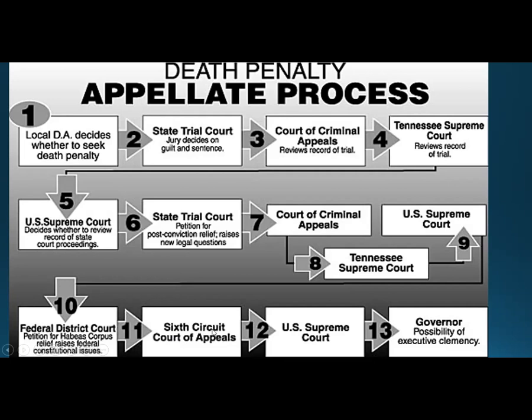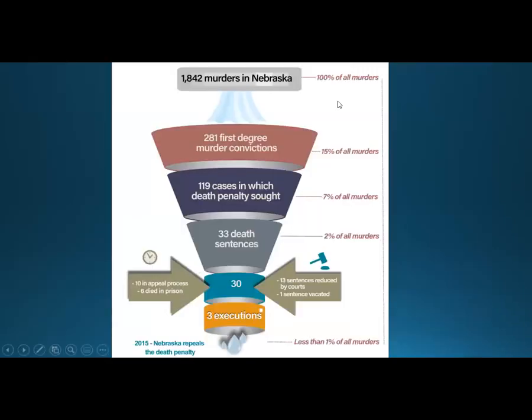You go to the Sixth Circuit Court of Appeals and the U.S. Supreme Court, and if after all that happened and all those years have gone and all that money has been expended, then you ask the government for an executive clemency. And it's given. Sometimes it is given. Sometimes it is not. And here's kind of a good little diagram to show the appellate process.